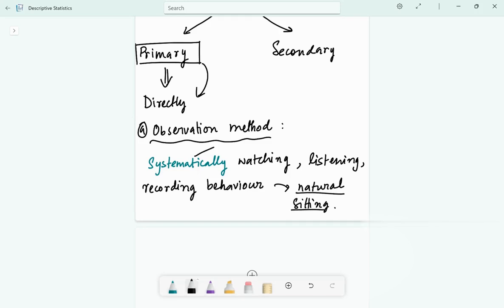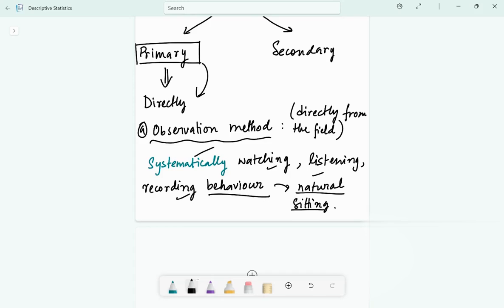In this method we collect the data directly from the field. Usually, no direct interaction with the respondent is necessary here, because what are we doing? We are watching, listening, recording. Are we interacting with the respondent? No, right? So in this method, we collect the data directly from the field and no direct interaction with the respondent is necessary. This method is suitable for studying behavior, events, and the physical environment.